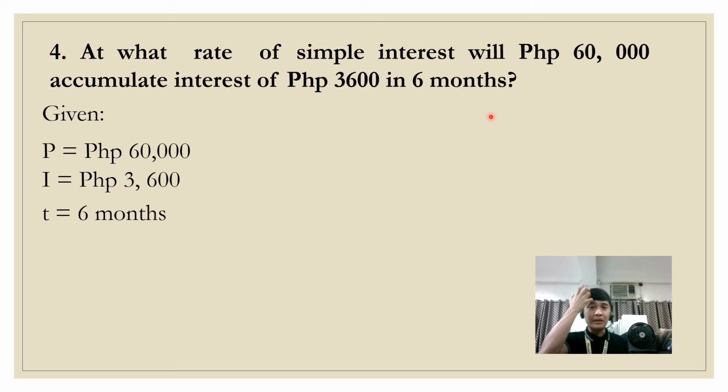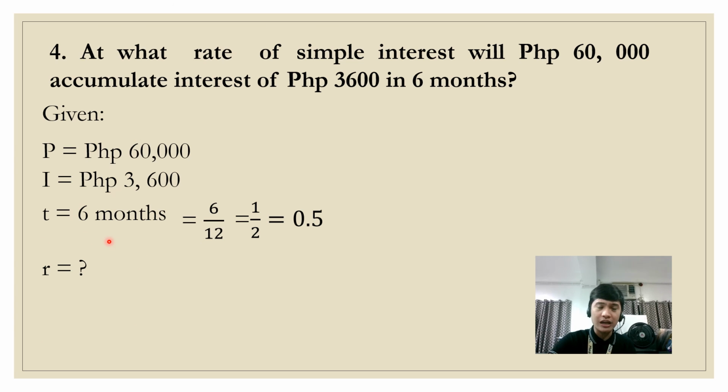Okay? But however, in our definition of terms a while ago, our time is expressed in year. We all know that 1 year is equivalent to 12 months. Therefore, if we are going to convert 6 months to year, we will divide 6 by 12. Simplifying this further, that is 1/2 or 0.5 year. Okay? So, sa problem, tinatanong at what rate? Binanggit ko na agad kung ano yung hinahanap niya. Automatically, nawawala natin dyan yung R, yung rate.